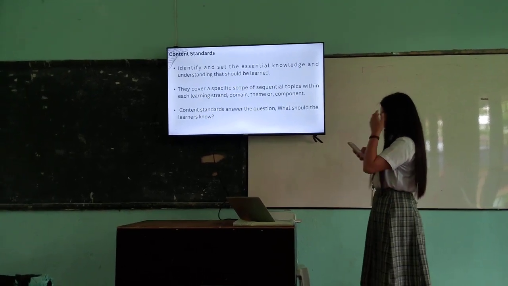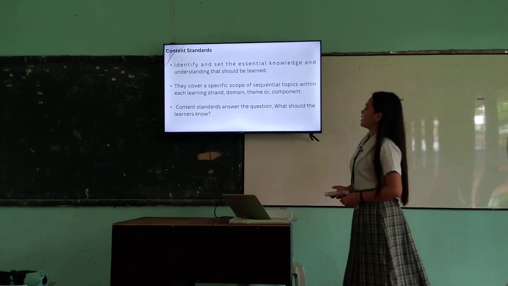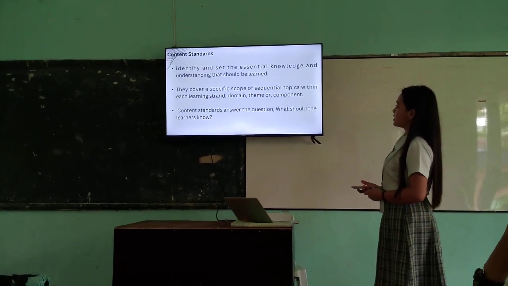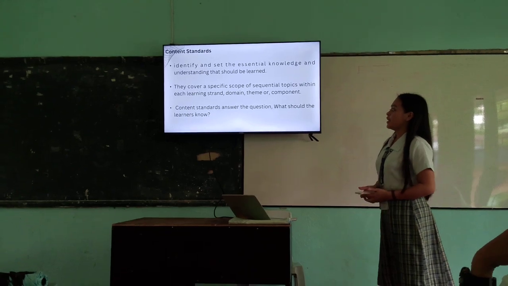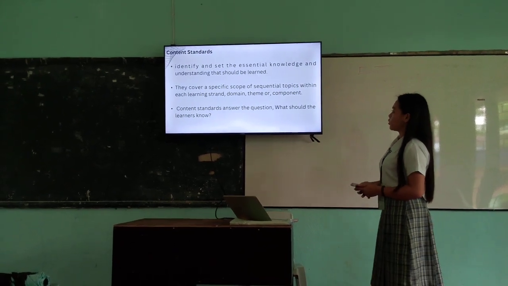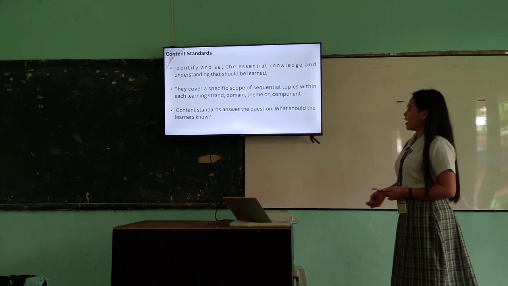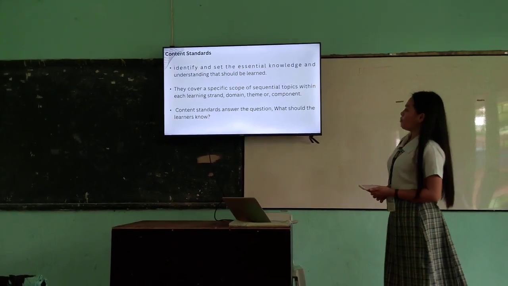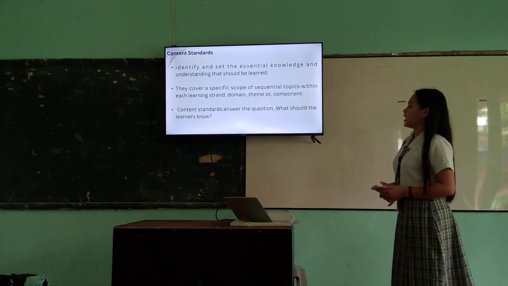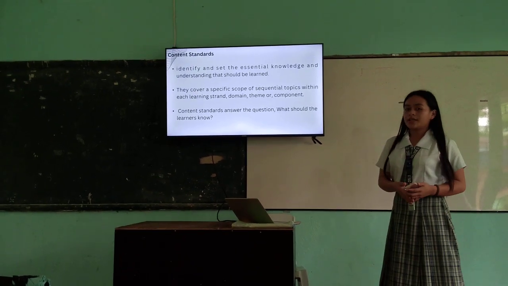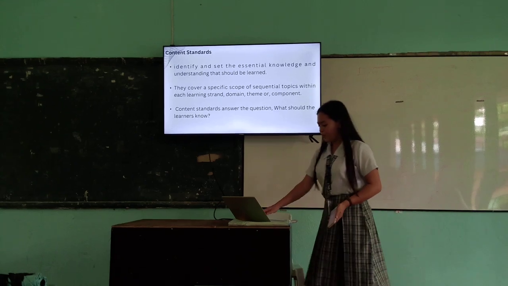So, content standards identify and set the essential knowledge and understanding that should be learned. They cover a specific scope of sequential topics within each learning strand, domain, theme, or component. Content: what learners know.